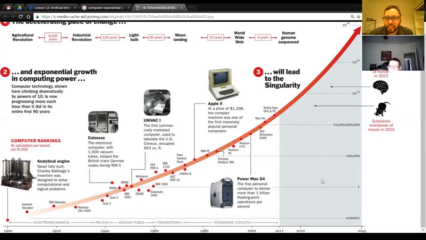But this is not a very good idea. In particular, it's not a very good idea because computer growth is not as steady as we would like. Although processing power has doubled for a long time, recently it hasn't doubled so much. It's really hard to pack more transistors into the same amount of space.